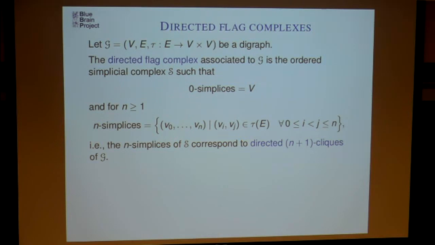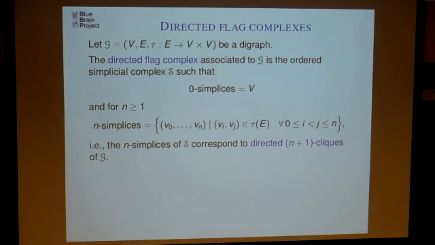The zero simplices will be the vertices. And the n simplices are given by lists of n plus one vertices, so that every ordered pair is the source and sink of some edge. So this is an all-to-all connected set of vertices in this directed sense. And so this is a directed n plus one clique. So a clique in general in a graph is an all-to-all connected subgraph. But here we have this extra direction condition, so we call these directed n plus one cliques.